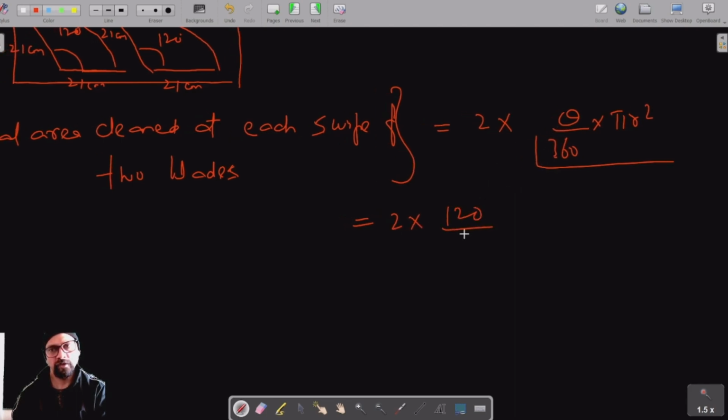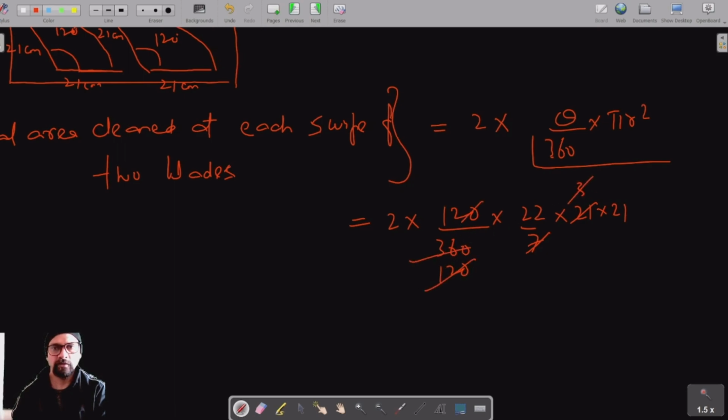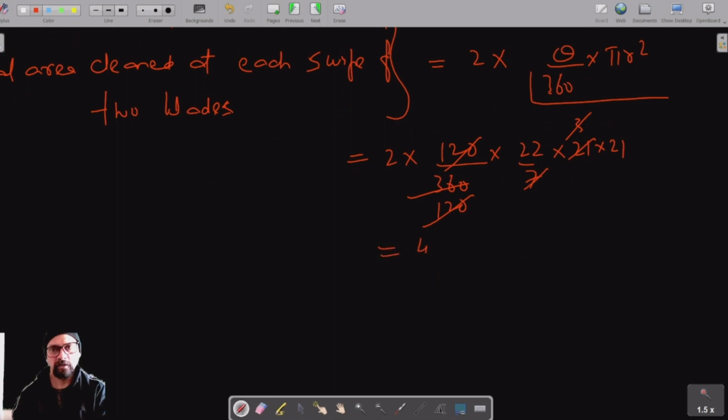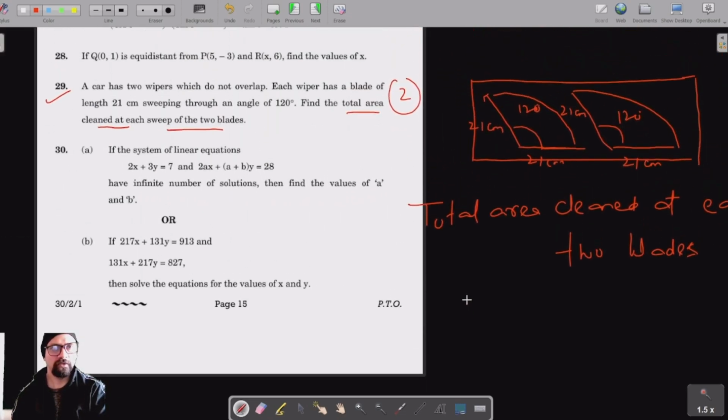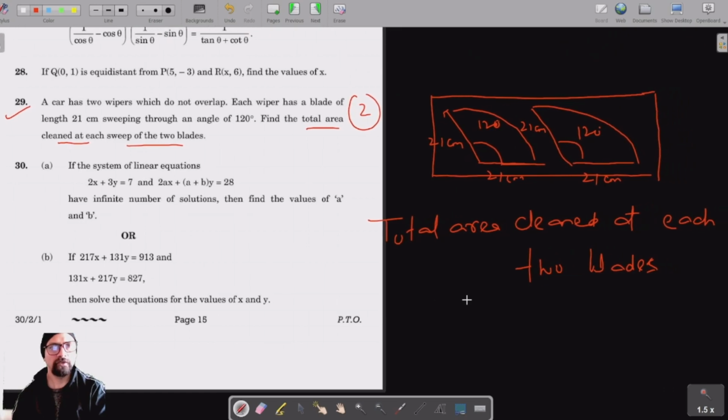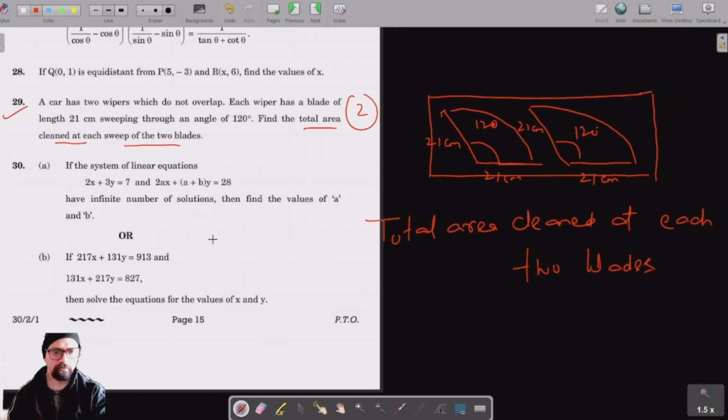Theta is 120, pi is 22 by 7, r squared is 21 into 21, so 7 threes are 21, 3 gets cancelled with 120, and now it's 44 into 21, which gives us 924 centimeters squared. So 924 centimeters squared is the area cleaned at each swipe of the two blades. And let's move on to question number 30.